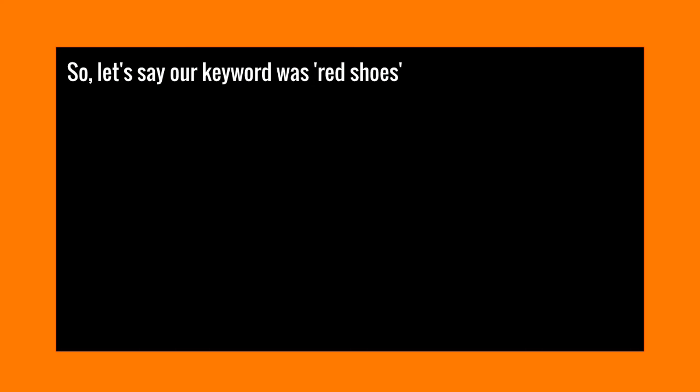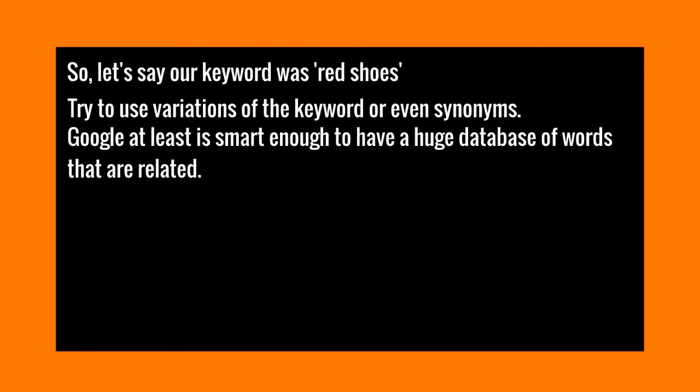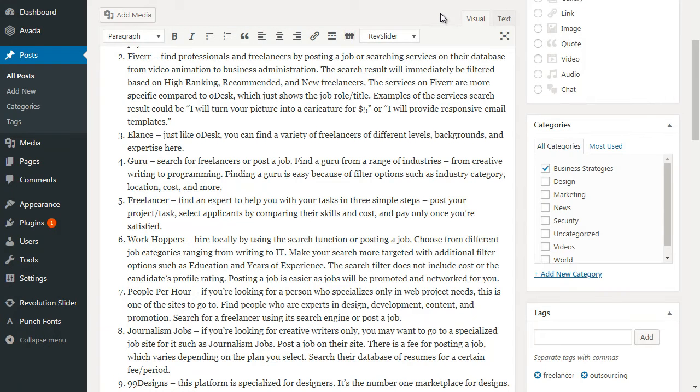And you want to try to use variations of your keywords as well. So let's say, for example, let's use the example that we talked about earlier in the URL structure video, which was red shoes. So you want to try to use variations of the keyword or even synonyms. So Google at least is smart enough. They have this huge database of words that are related. So as far as the body text and the other factors, what I'm going to do is stick with the exact same post that we looked at in the previous video with the URL structure.